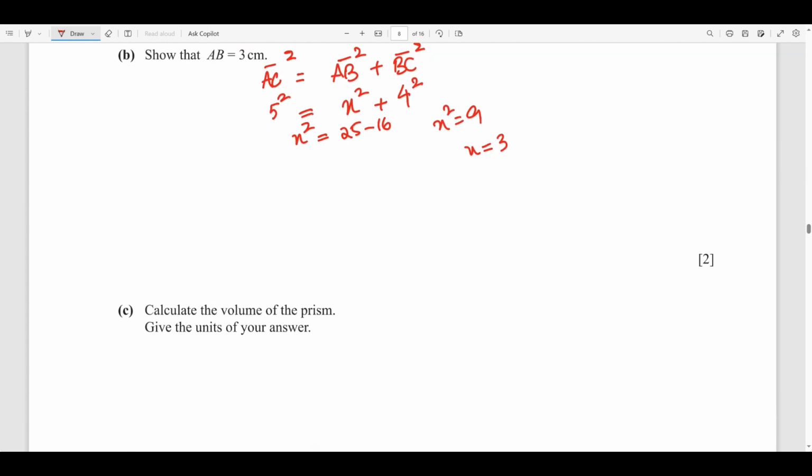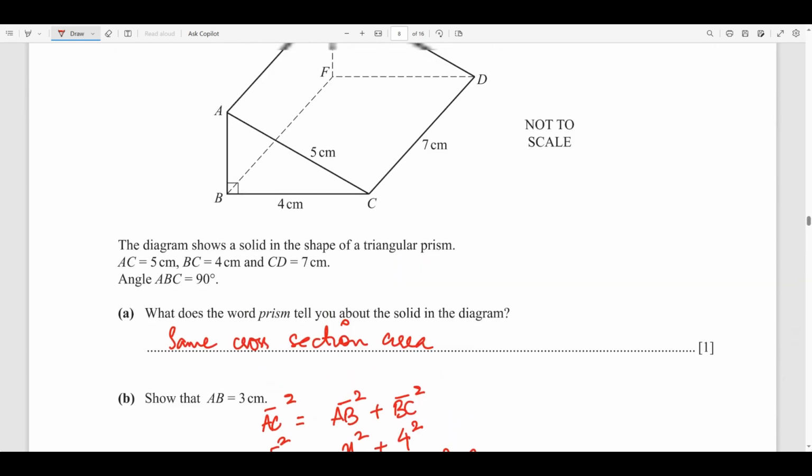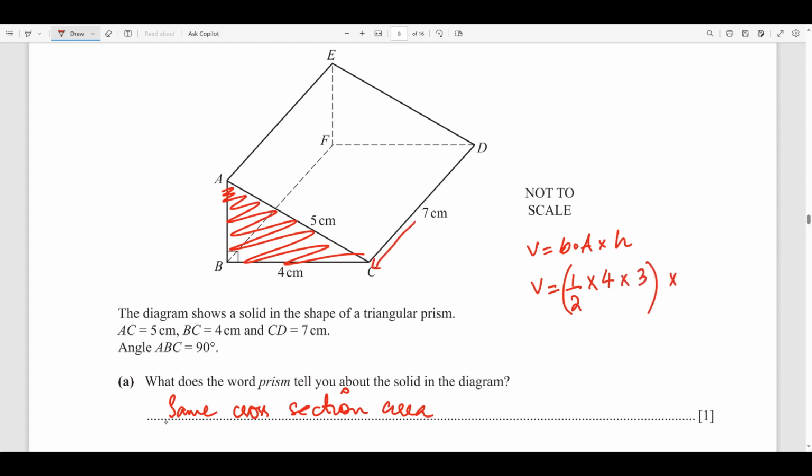Calculate the volume of the prism, give the units of your answer. Okay, so volume is base area into height, and base is this cross section, right? So the volume will be base area times height. Height is not the height of the triangle but height of the prism. So base area is the area of the triangle ABC, which is half into base into height. So base is 4 and height we just calculated it to be 3. And the height of the prism is this 7.